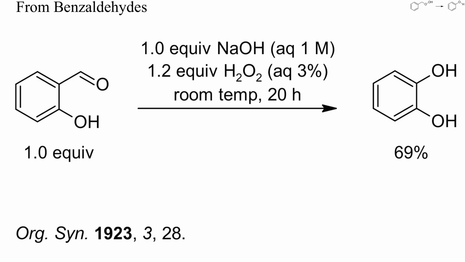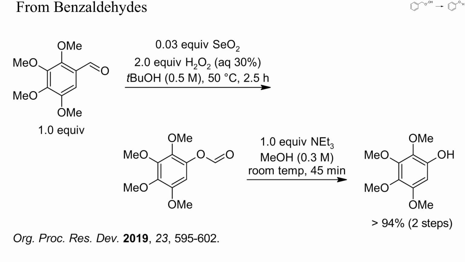Benzaldehydes are particularly easy to oxidize, but care must be taken to prevent the formation of benzoic acids. Benzaldehydes substituted with electron-donating groups often give high yields of phenols upon Baeyer-Villiger oxidation. Here, salicylaldehyde yielded catechol upon treatment with hydrogen peroxide under alkaline conditions. With catalytic selenium dioxide, even a tetramethoxybenzaldehyde underwent clean Baeyer-Villiger oxidation and yielded, after saponification, the expected phenol in 94% yield.